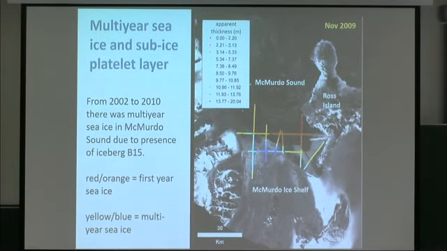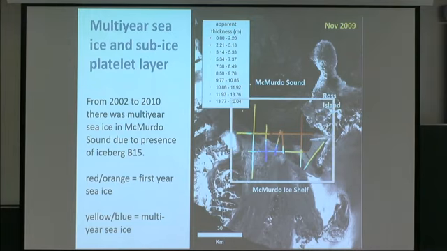We've done flights when there's been multi-year sea ice in McMurdo Sound because of the iceberg B15. And so down at the base here, this is the McMurdo ice shelf, but all of this paler, whiter stuff is multi-year sea ice, and then the black area here is first-year ice. These are apparent ice thicknesses. I point out the blue here, which are very thick. So we're getting apparent ice thicknesses of up to 20 metres.